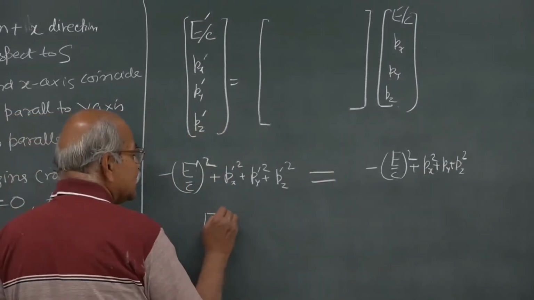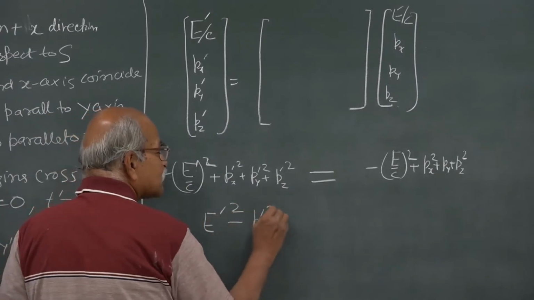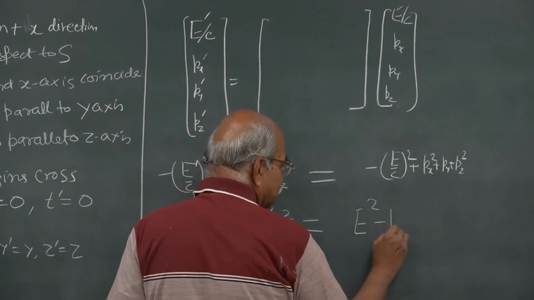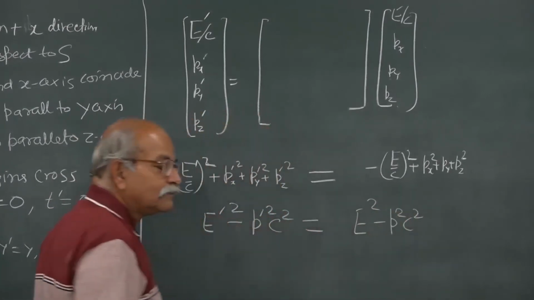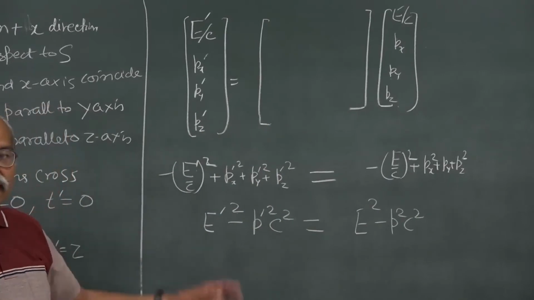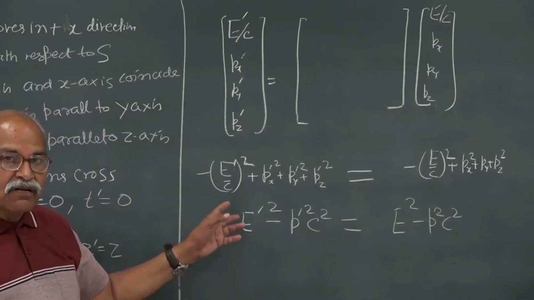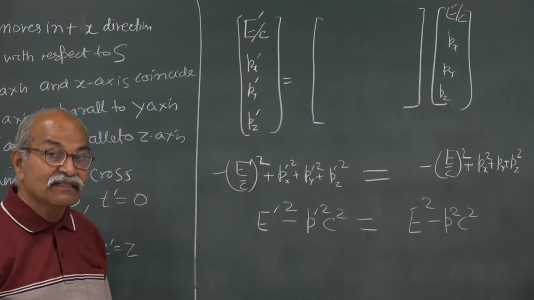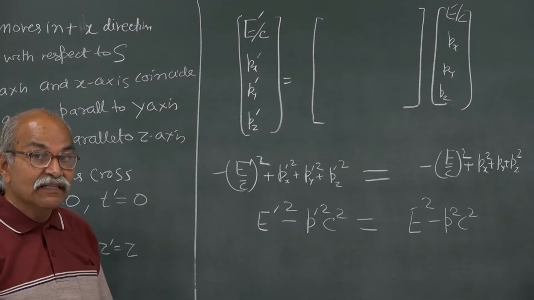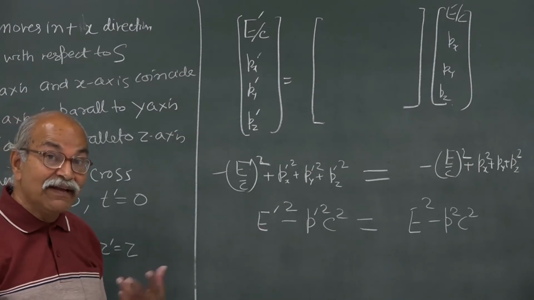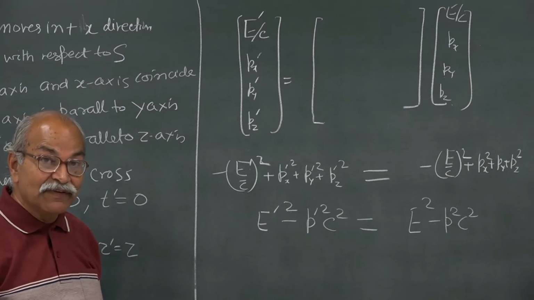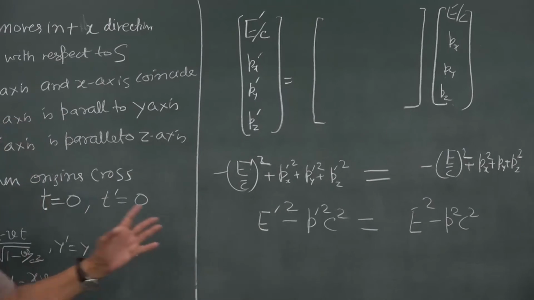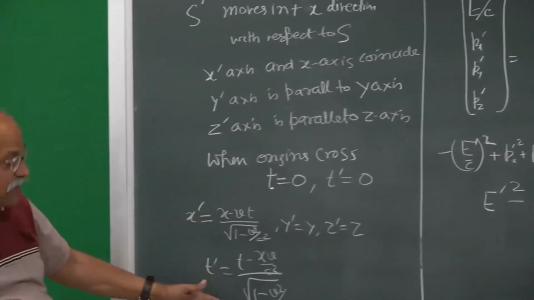So E prime square minus P prime square c square will still be E square minus P square c square, and that is valid for all 4 vectors, all kinds of 4 vectors, position 4 vector or displacement 4 vector, or velocity 4 vector, any 4 vector you take, this will always be there. So not necessarily is it coming from this kind of equations.